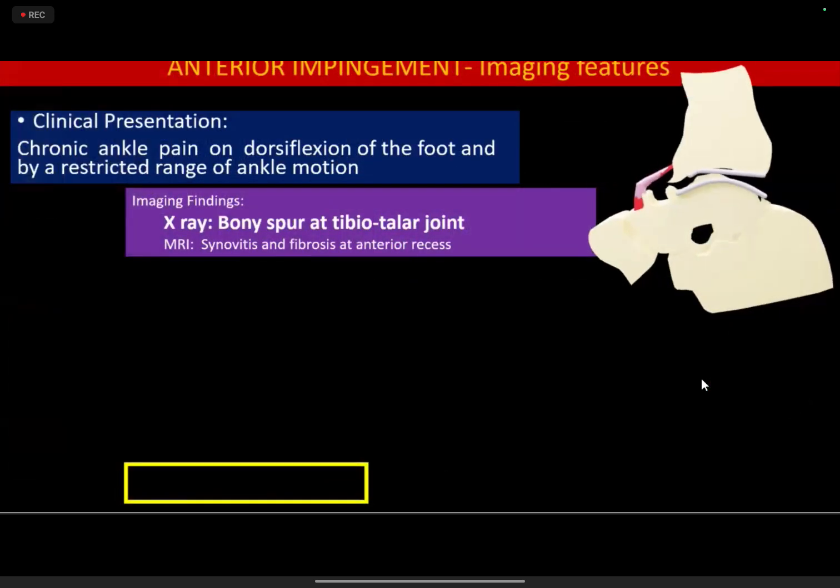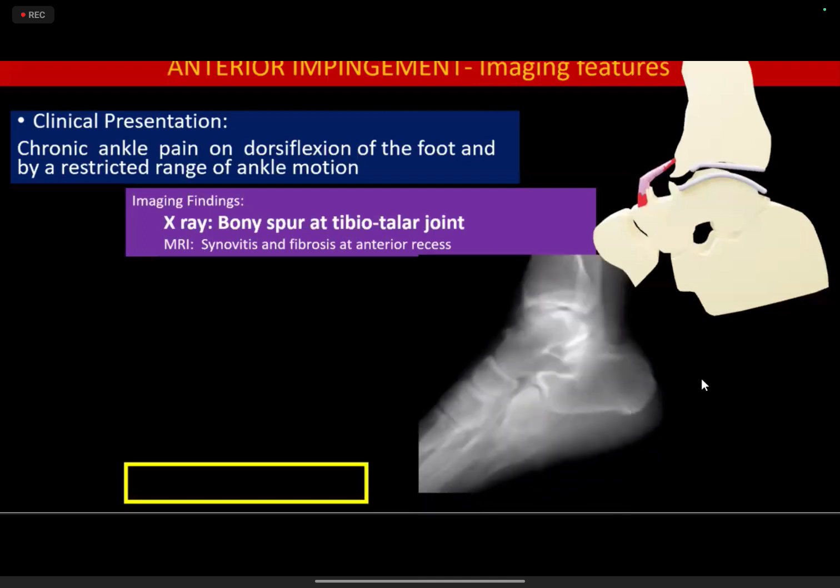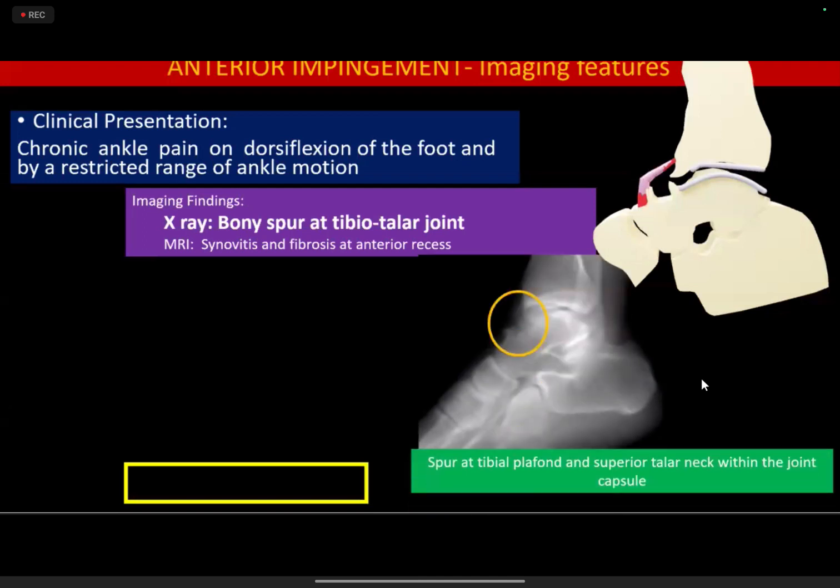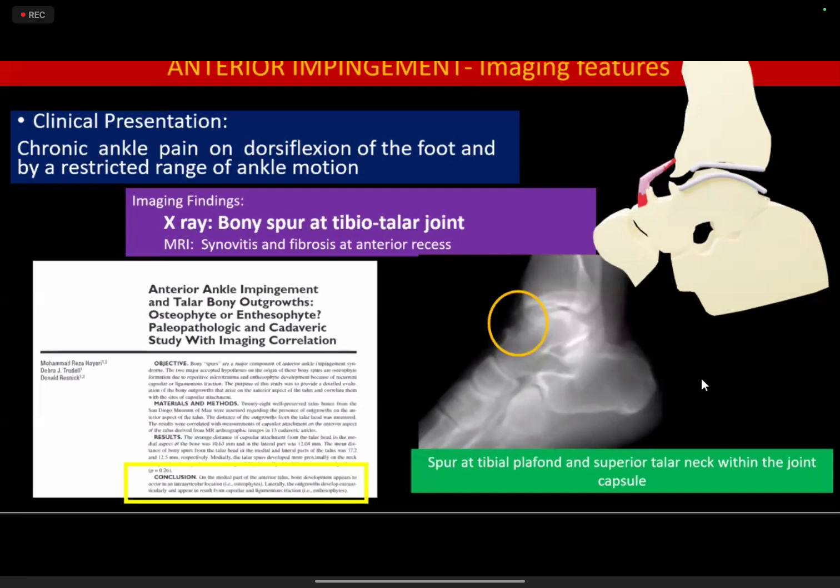So patients usually present with chronic ankle pain on dorsiflexion of the foot, and there is restricted range of ankle motion. X-rays may be helpful in identifying the bony spurs at the tibiotalar joint, and MRI can be used to identify synovitis and fibrosis at the anterior recess.